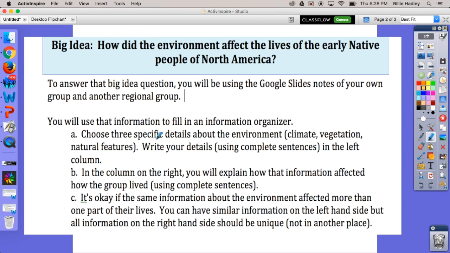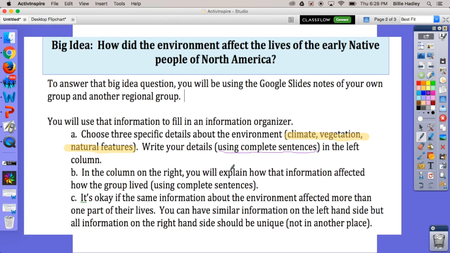The directions: choose 3 specific details about the environment. And this is what I said over and over and over again: climate, vegetation, natural features. So, what climate zones do they have? What type of vegetation? What landforms? What water forms? Those were always going to be on the left-hand side. And then another thing that some of my classes really missed is using the complete sentences.